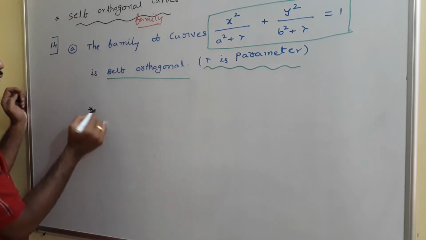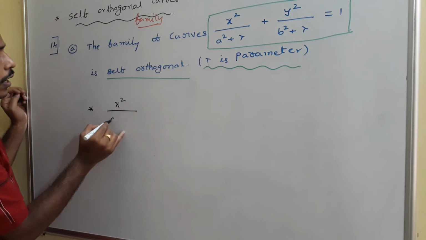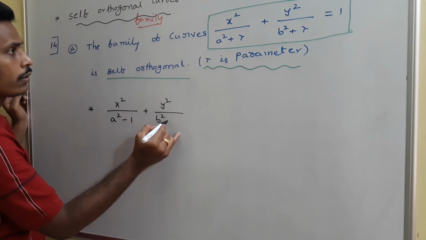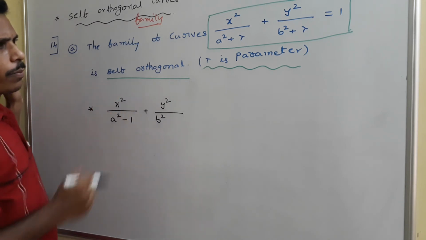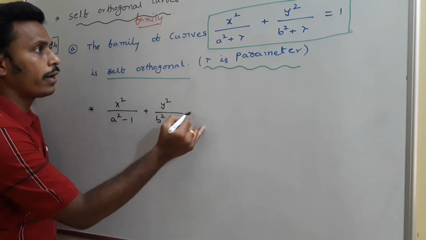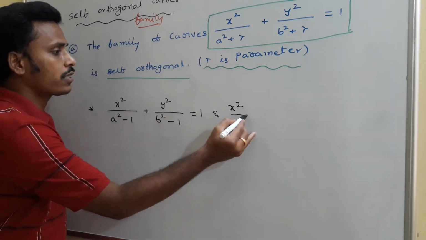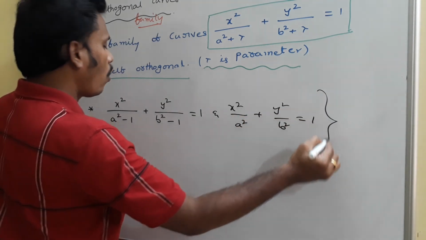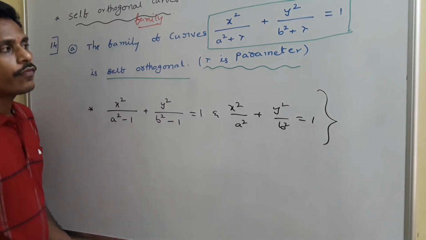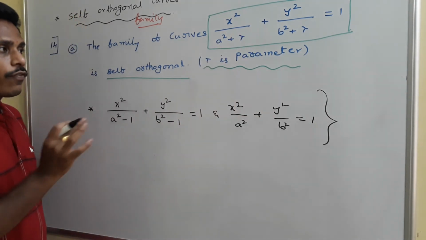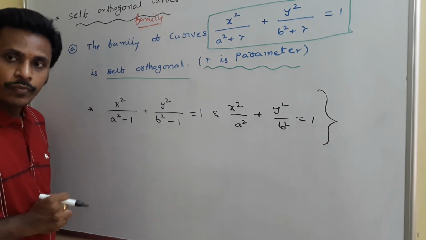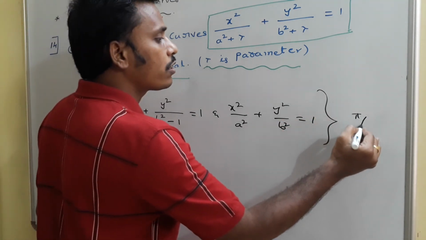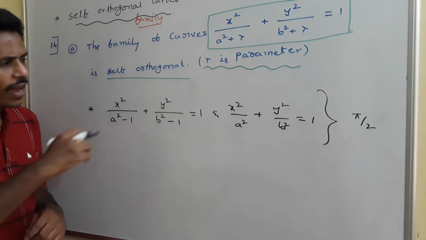Suppose I have two equations: x square by a square minus 1 plus y square by b square minus 1 is equal to 1, and x square by a square plus y square by b square is equal to 1. What to say about the angle between these two curves? If lambda is equal to 0, I have this equation. If lambda is equal to minus 1, I have this equation. So as we discussed, since this is a family of self-orthogonal curves, the angle between these two curves is pi by 2.